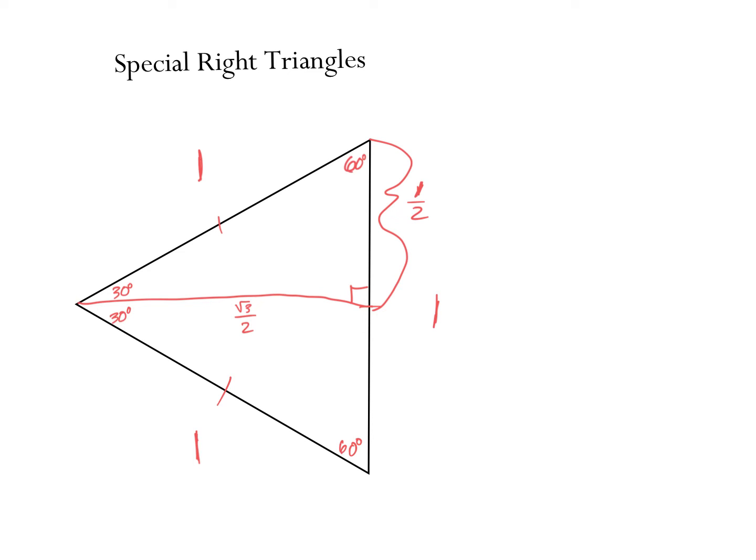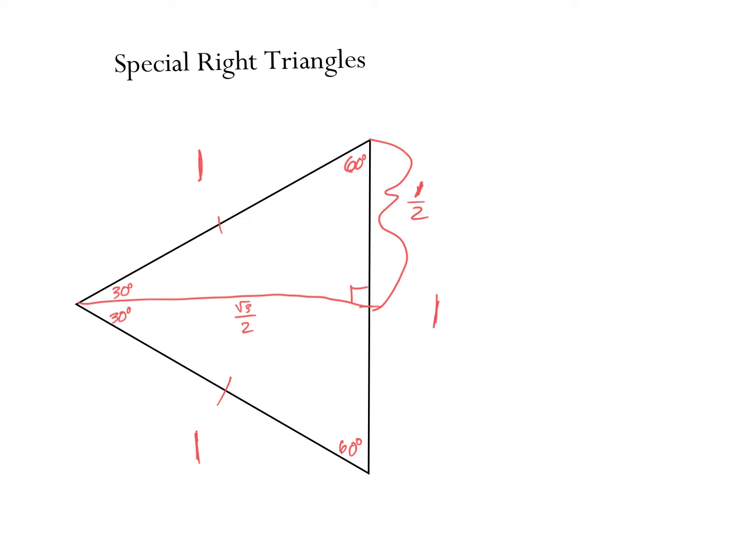Now, wait a minute. Are we all comfortable with square root 3 over 2 being longer than 1/2? Do you believe that the square root of 3 is bigger than 1? Yes. And notice it's across from the bigger angle. So we can always remember that the bigger one is across from the 60. Is that okay? All right.